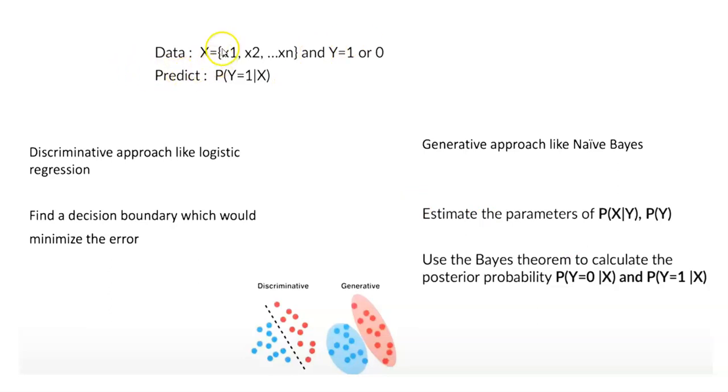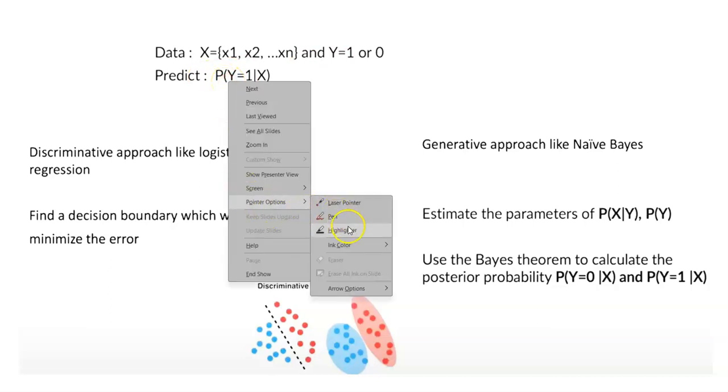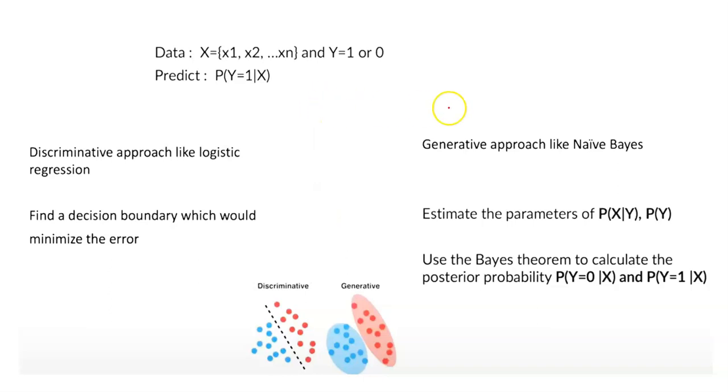Let us consider a data set with n features x1, x2, up to xn, and the output can be either 1 or 0, which is nothing but a binary classification problem. So we need to determine the probability of y equal to 1 given x, or the probability of y equal to 0 given the data set x.